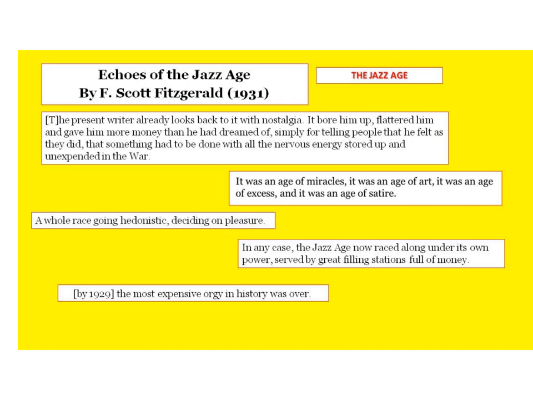If you look back at the first quote, this is the natural outpouring or consequence of all the, quote, nervous energy stored up and unexpended in the war. Then he continues, in any case, the Jazz Age now raced along under its own power, served by great filling stations of money. In the language video, which I'm obviously very keen for you to check out, we're going to pick up on this idea of raced along under its own power. So we have the motor car, we have the radio, we have recordable music on vinyl, we have all the alcohol you can locate, even though it's supposed to be prohibited. So you're definitely getting an idea of why the period was also called the Roaring Twenties.